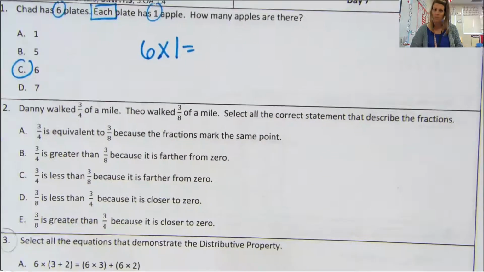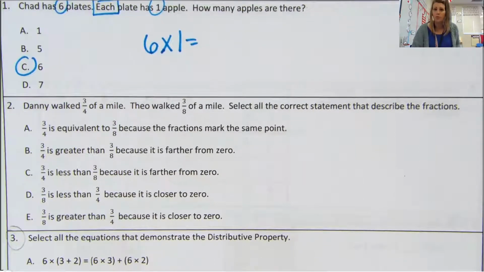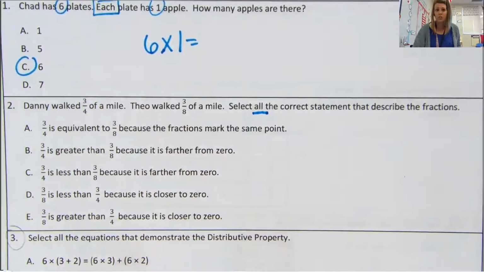All right, number 2. Oh, fractions. Think about what we know about the numerators and the denominators. Danny walked 3/4 of a mile. Theo walked 3/8 of a mile. Select all the correct statements that describe the fractions. So when it says all, you better have more than one answer. Go ahead and think about it. If you need more time to look over and think about the answers, pause the video, push play when you are ready, okay?